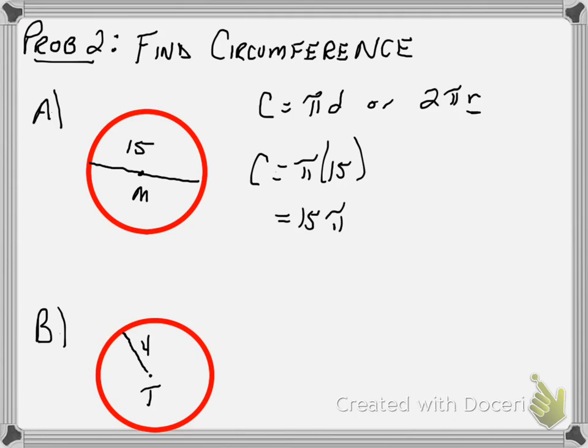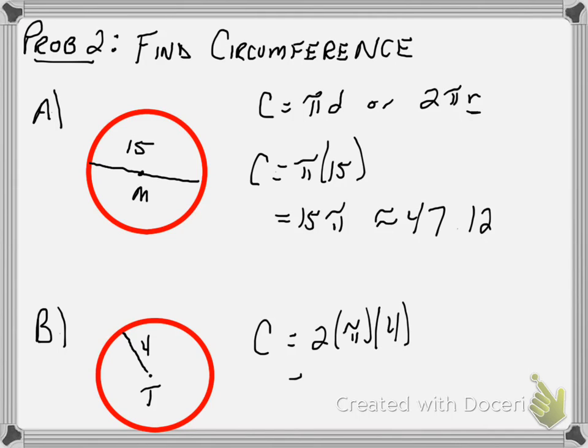Okay, but if you punch it in a calculator, it's approximately 47.12. Okay? And for B, they give you just the radius. So again, circumference equals pi d or 2 pi r. So I'm going to take 2 times pi times my radius, which is 4. So again, in exact terms, that's going to be 8 pi. Or roughly, if you punch it in a calculator, 25.13.